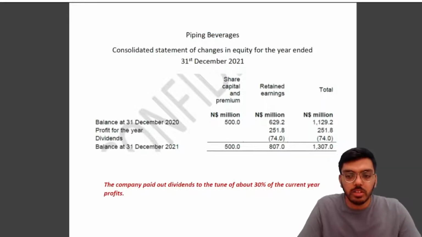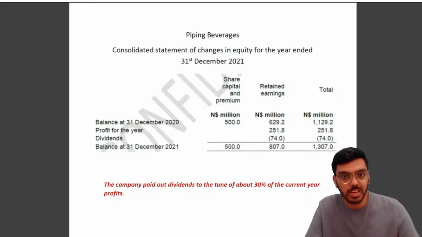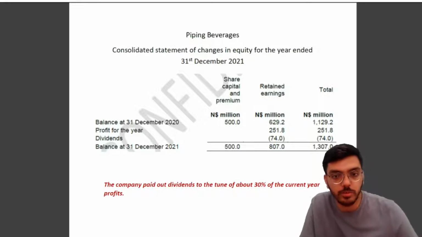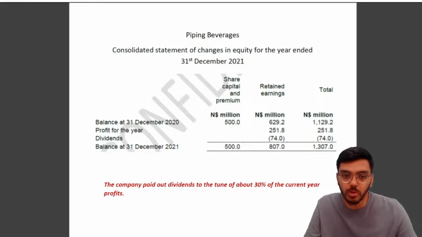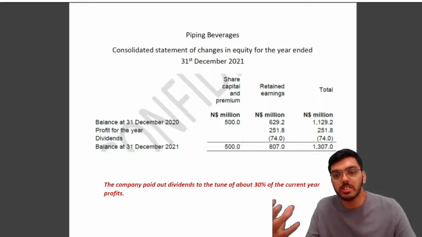After that, they have given us Piping Beverages consolidated statement of changes in equity. Now, statement of changes in equity is part of your F2 syllabus. So first and foremost, if you've gone through your F2 syllabus, you will know what a statement of changes in equity looks like. You will know why it's done, how it's made.